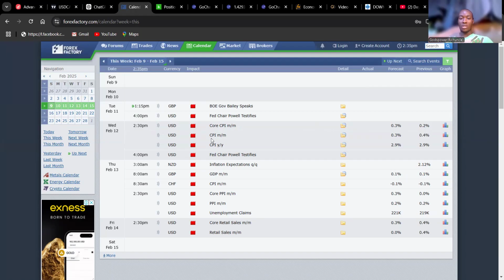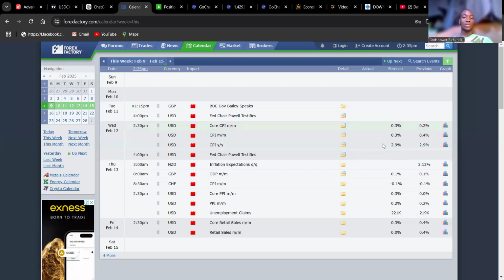Then this monthly price index: 0.4 previous, forecast at 0.3. On this report, we're expecting a lesser USD. Then the CPI yearly report: 2.9 was the previous, 2.9 was the forecast. It simply means price is going to be stable. At the same time, price could be consolidating or maintaining its current place.